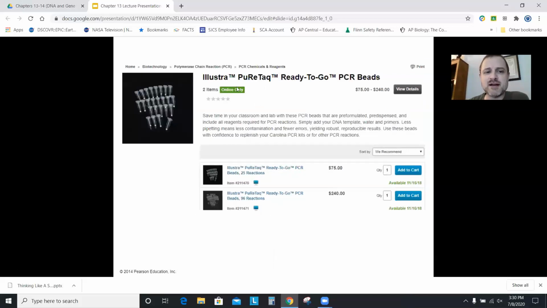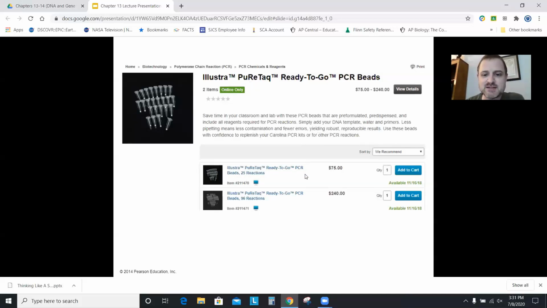You can also buy from Carolina these PCR beads, and read this. It says, save time in your classroom and lab with these PCR beads that are pre-formulated, pre-dispensed, and include all reagents required for PCR reactions. Simply add your DNA template, water, and primers. The DNA you have, water you have, primers you can order. Less pipetting means less contamination and fewer errors, yielding robust, reproducible results. Use these beads with confidence to replenish your Carolina PCR kits or for other PCR reactions.